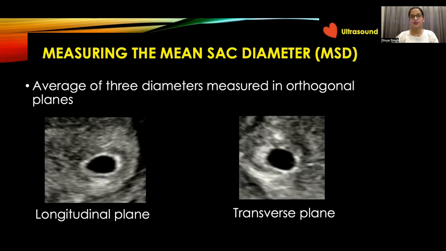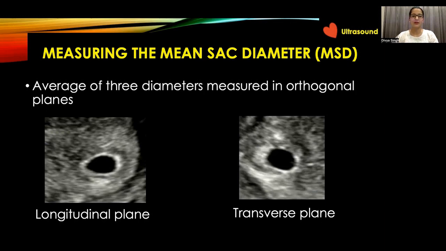Now, how do we measure the mean sac diameter? Remember, if we don't see a fetal pole or any other structure, we need to date the pregnancy, and this is done by measuring the mean sac diameter. Now, to measure the sac diameter, just like any other structure, we have to take 3 dimensions in 2 perpendicular planes.